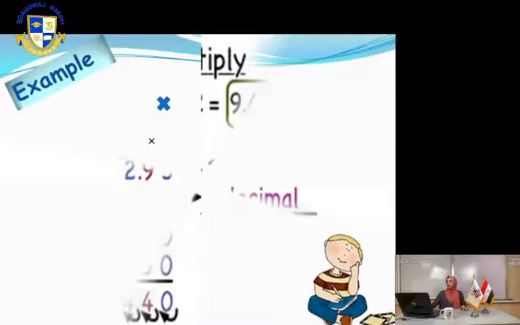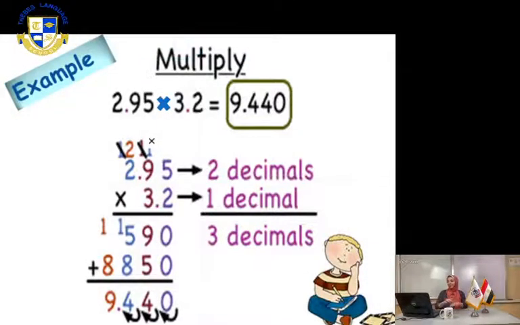Another example. Multiply 2.95 multiply 3.2. The first step, ignore the decimal point. It will be 295 multiply 32. First multiply the unit digit, then multiply the second digit, and don't forget the 0 of tens, please. The final answer will be 9.440.